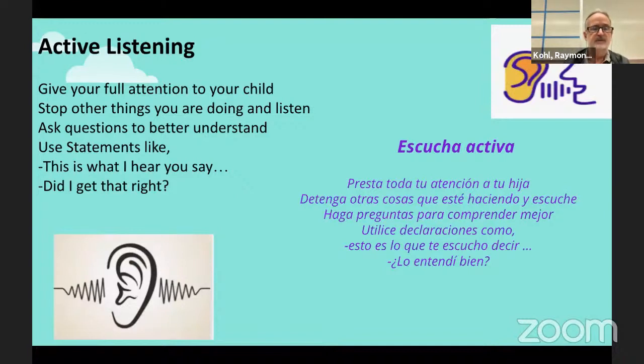A lot of times somebody will say something and we might think we understand what they say, but maybe we don't. So if you're not sure, ask questions. And use statements where you are repeating what they say and saying, This is what I heard you say. And then ask, did I get that right? Did I miss anything? It gives your child the opportunity to clarify anything, and it helps to improve your communication. You might also ask them to repeat what you said, so the communication is going back and forth.